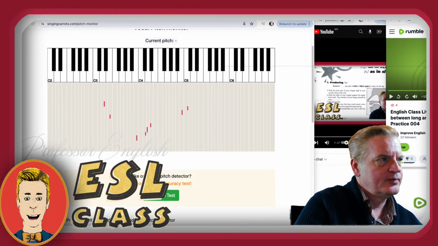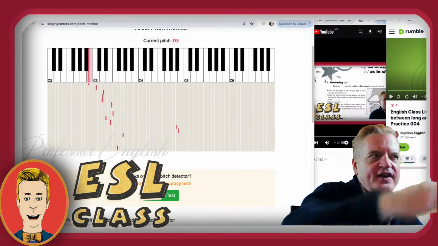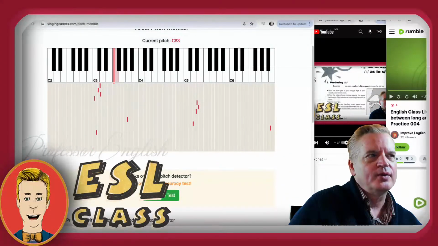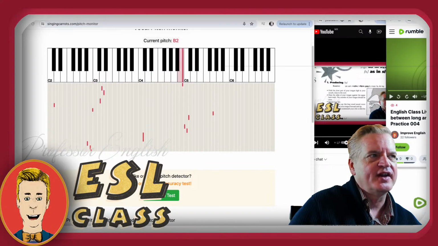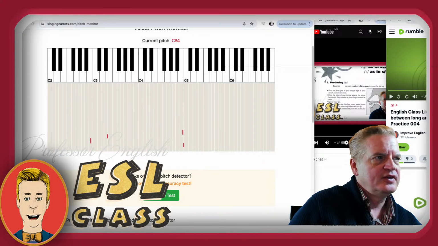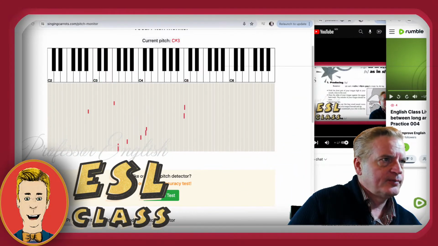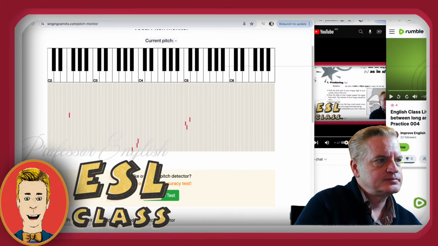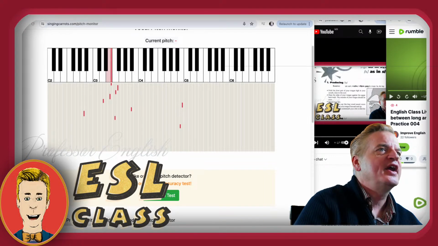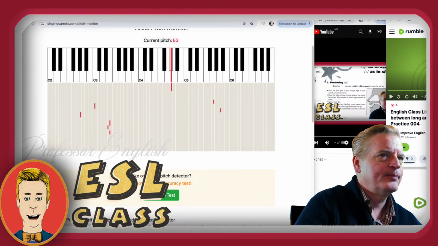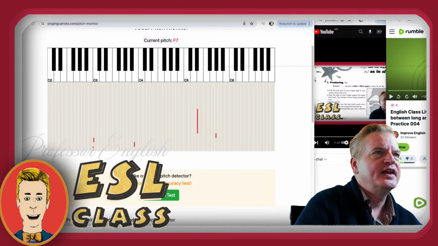In short, you see how it falls back at the end? It goes up, it goes really high, and then it falls back. Let's try that again. In short, see how it goes up, down, in short. Oh, and now we have our first short I.